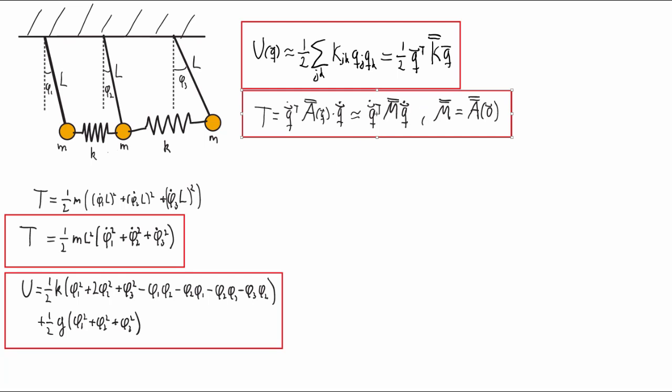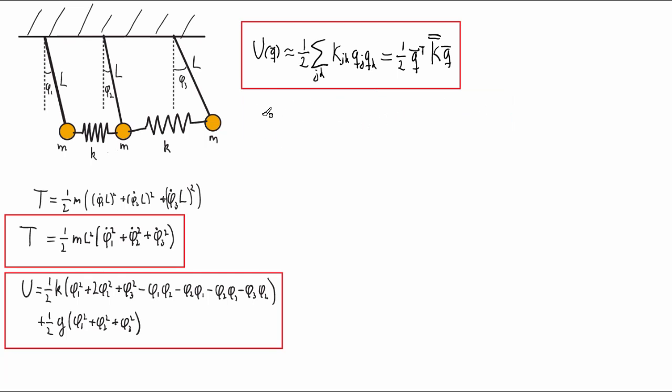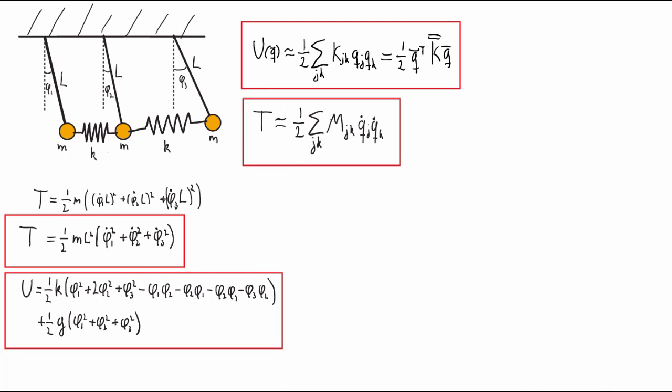Actually, let's just write this in a slightly more explicit form. Let's not use this one. Let's just say that we have... now we can see here that with the proper approximations, the kinetic and the potential energies are all quadratic forms of the generalized coordinates phi 1, phi 2, and phi 3.